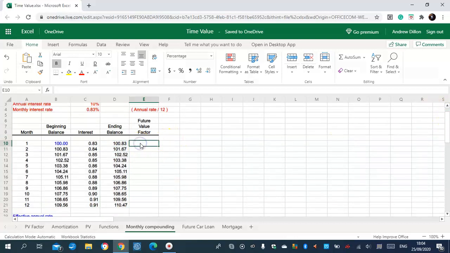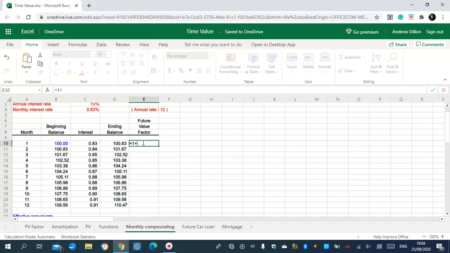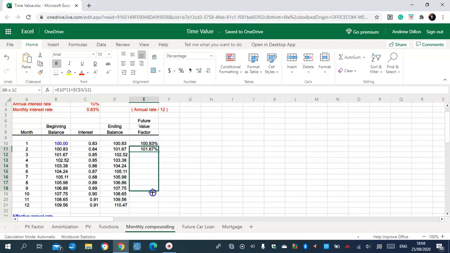And now to calculate the future value factor. Okay, draw that down to 12. Okay, so that's the monthly compounding sheet.